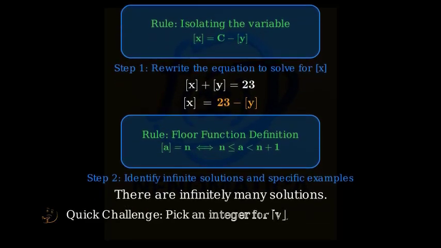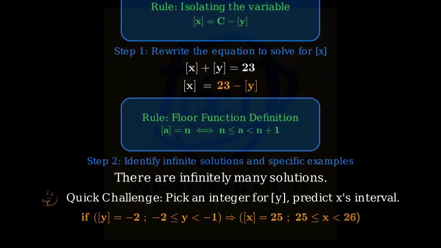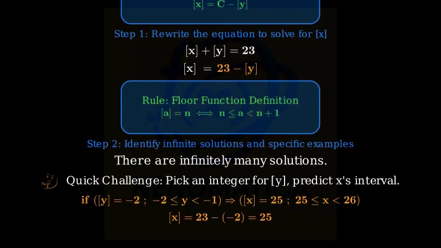Now, a quick challenge. Pick an integer for floor of y and predict the interval for x. We will choose floor of y equals negative 2, which means y is in the interval negative 2 to negative 1. Compute floor of x equals 23 minus negative 2 equals 25, which means x is in the interval 25 to 26.